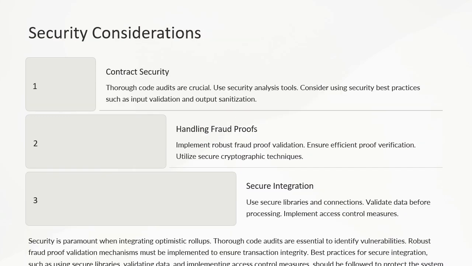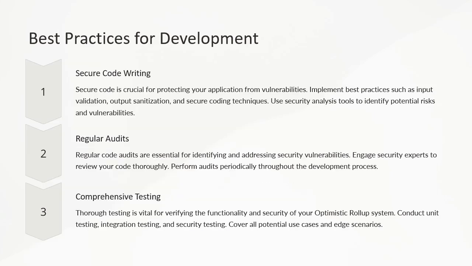Security is paramount when integrating optimistic rollups. Ensure through code audits, implement robust fraud-proof validation mechanisms, and follow best practices for secure integration. Use secure libraries, validate data before processing, and implement access control measures to protect the system from attack. Follow best practices for secure code writing, including input validation, output sanitization, and secure coding techniques. Conduct regular code audits and comprehensive testing, covering all potential use cases and edge scenarios. These practices ensure the functionality and security of your optimistic rollup system.